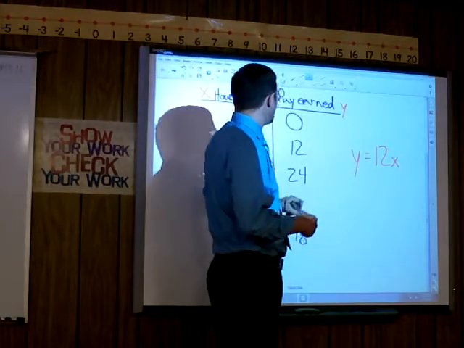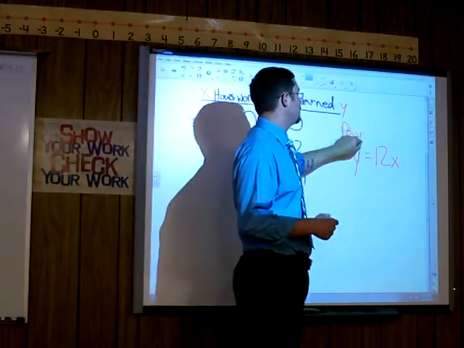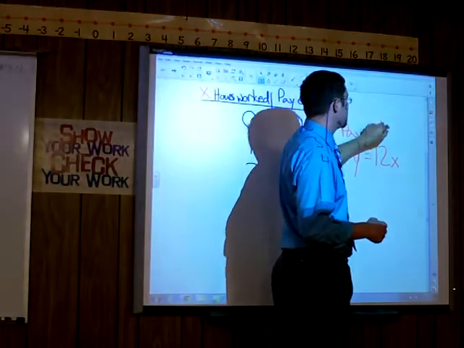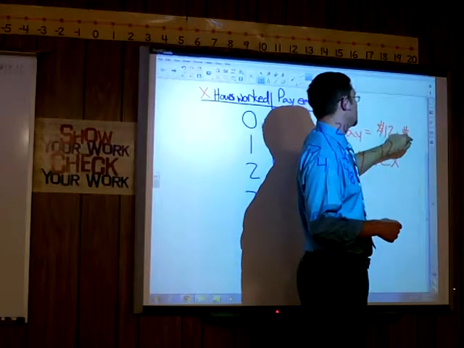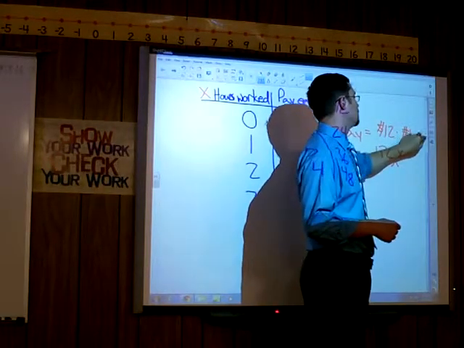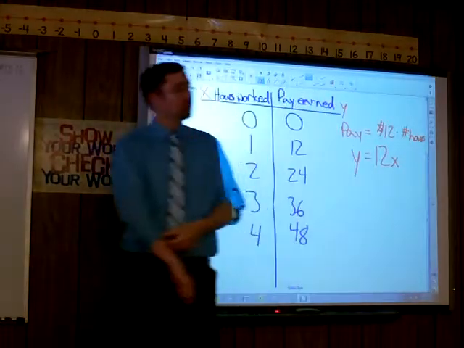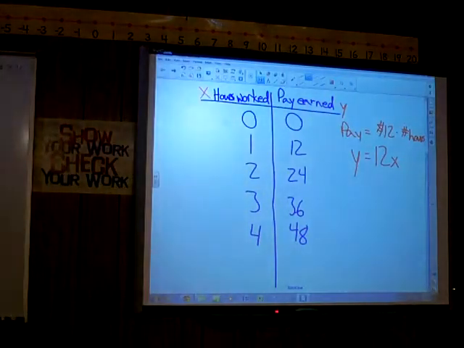Okay? Your pay equals $12 an hour. Okay? Right? Okay? You guys are thinking a little too hard on that one. Okay. So, as I look at these, I would say that y and x are directly proportional. They're directly proportional because as one is increasing, the other will increase at the same constant rate.